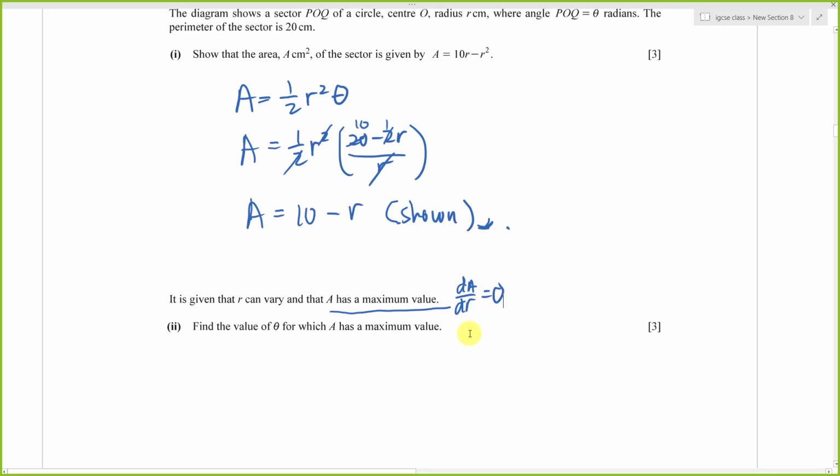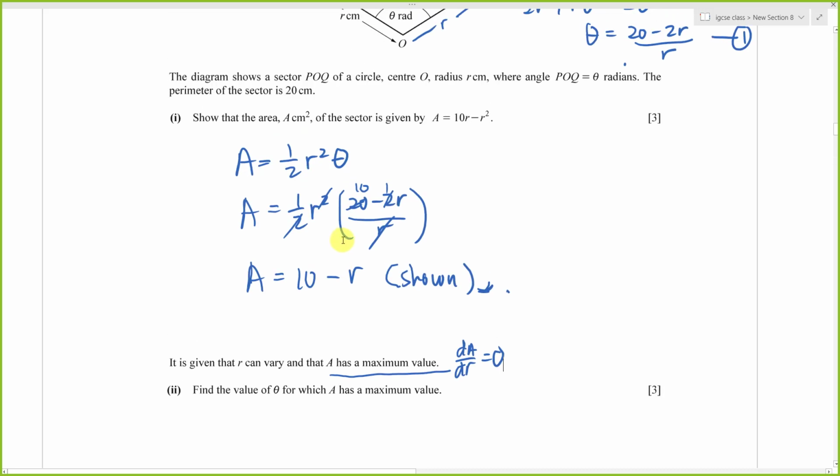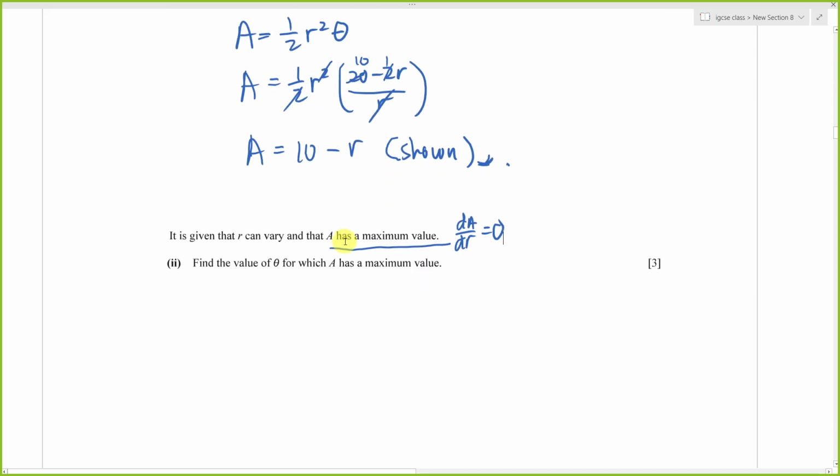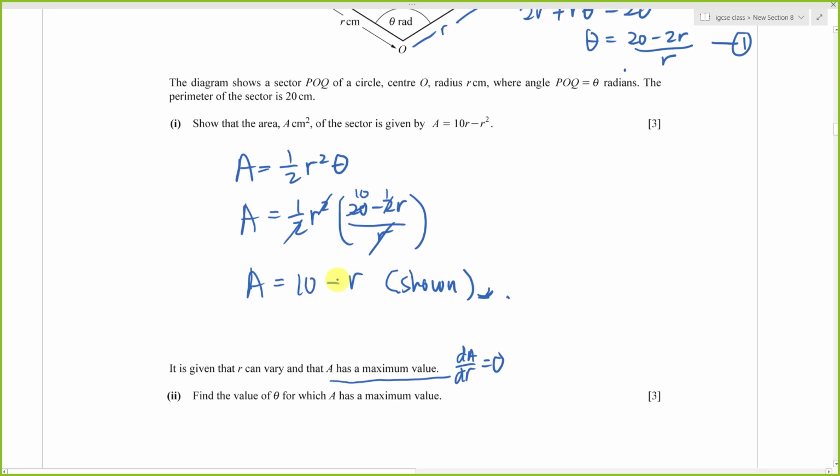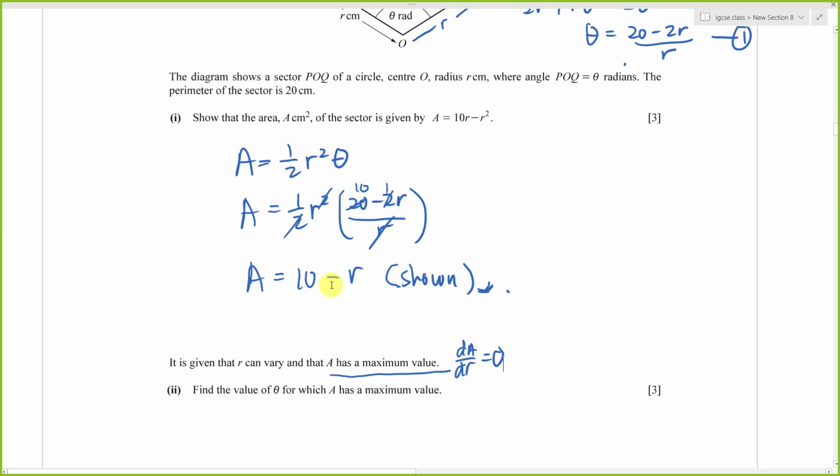So find the value of theta for which A has the maximum. But the question asks about the value of theta. If I differentiate this one, actually I get nothing here. I forgot to multiply this R, no wonder. Then R minus R square. Yeah, because I accidentally skipped this R. Okay, so then we can differentiate now.